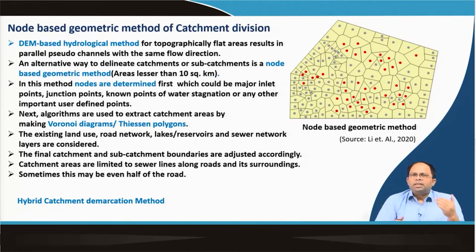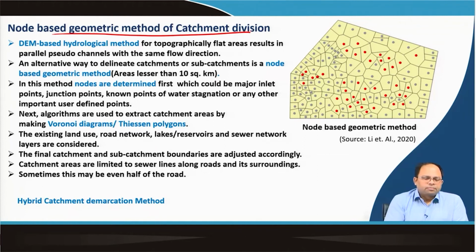So, there is an alternative way to determine catchments in urban areas, and this is known as the node based geometric method of catchment division.